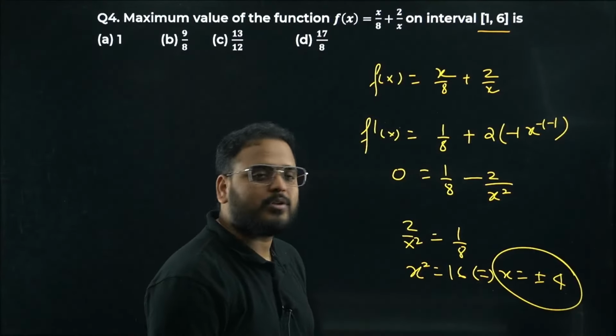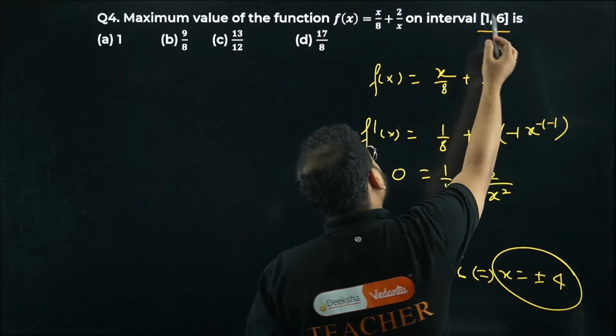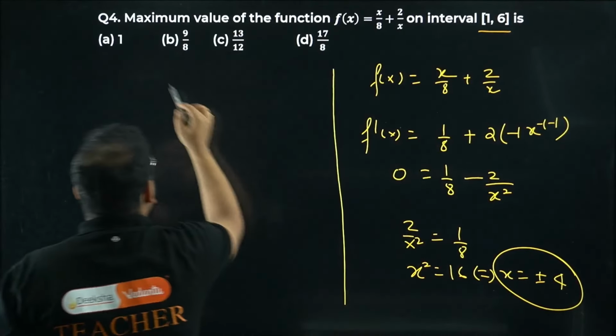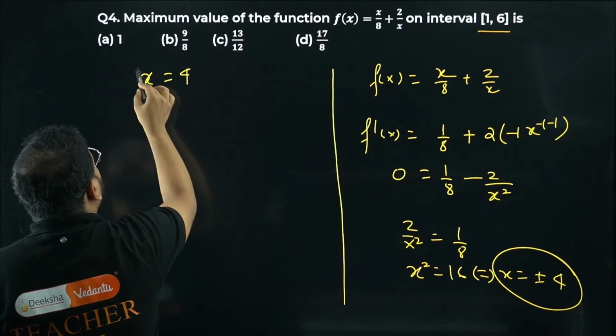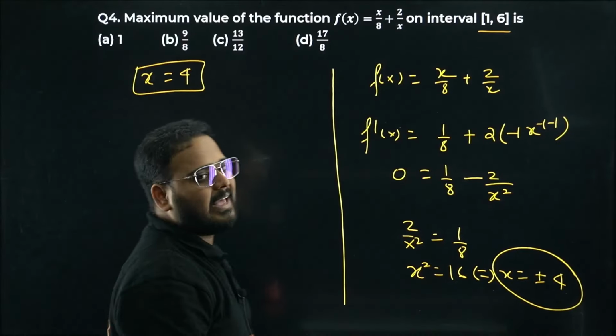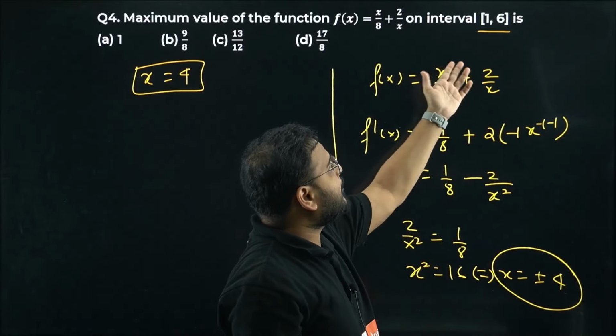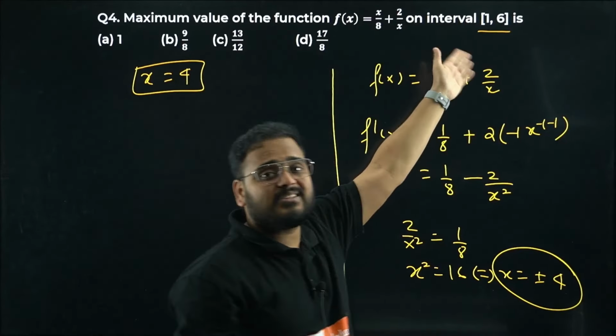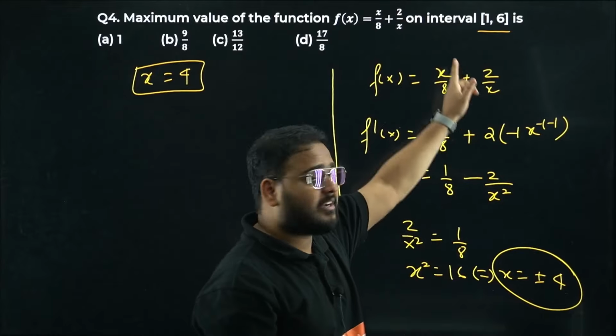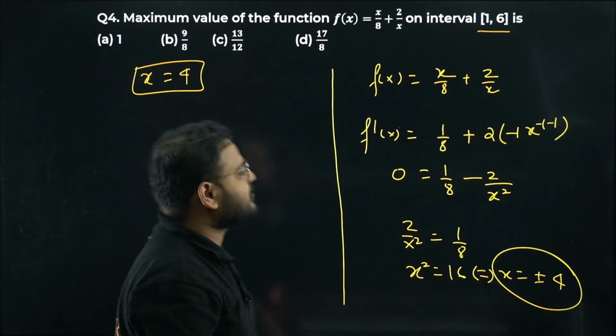Now will you take plus minus 4 both? No, sir. Check this out. You have only the 1 to 6 interval given here. It means the only value which is going to be taken here is x equals 4. We can't take minus 4. How come? Because the interval is defined, 1 to 6. Negative 4 is not part of the interval. That's why you neglect the minus 4 value.